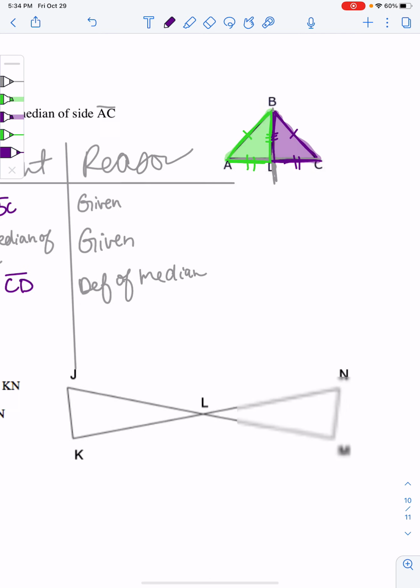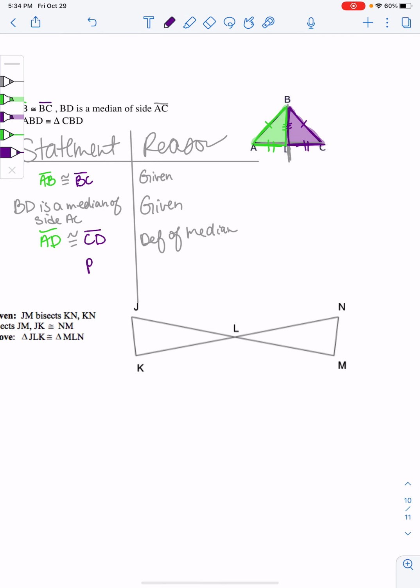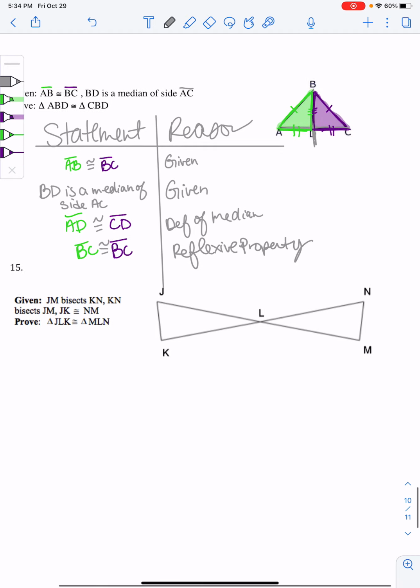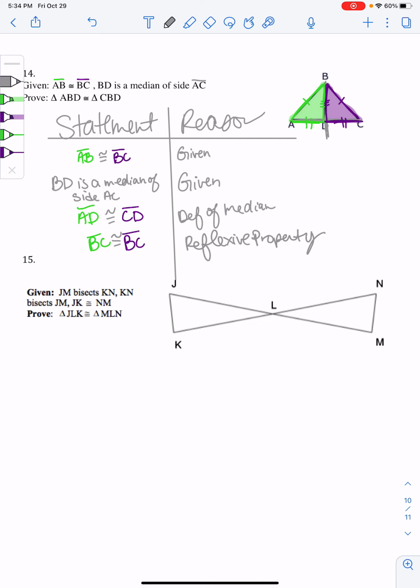And again, we've seen this one a lot, but it's reflexive. The purple BC and the green BC, they're both BC. So that is reflexive property. So we've got all 3 sides that we've shown. This one, and this one. I should use my neutral color.